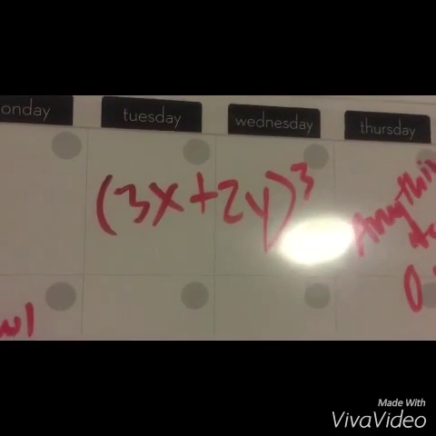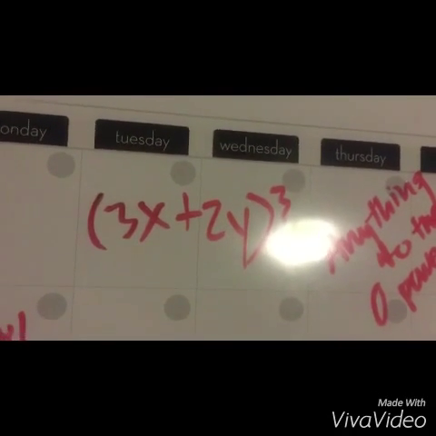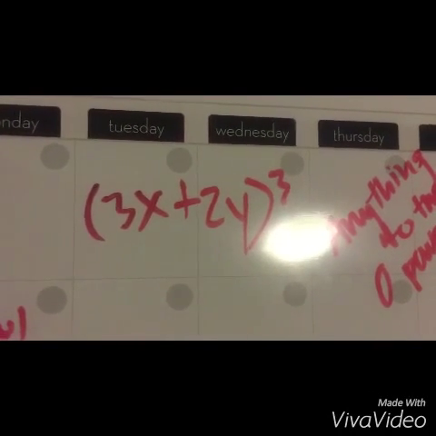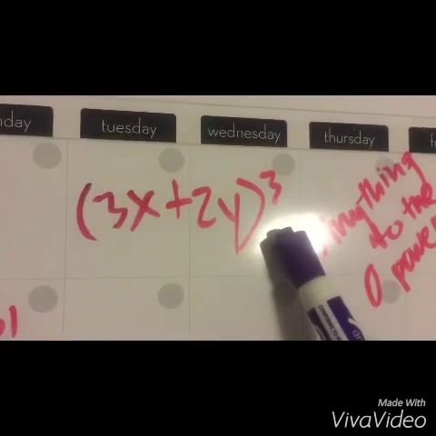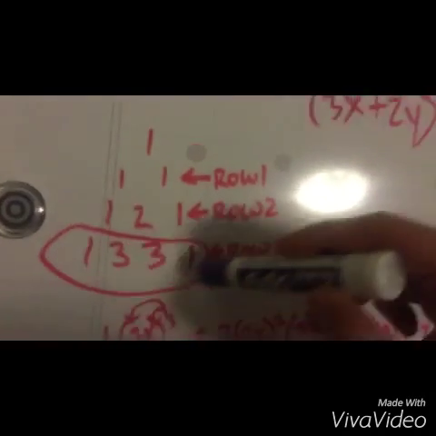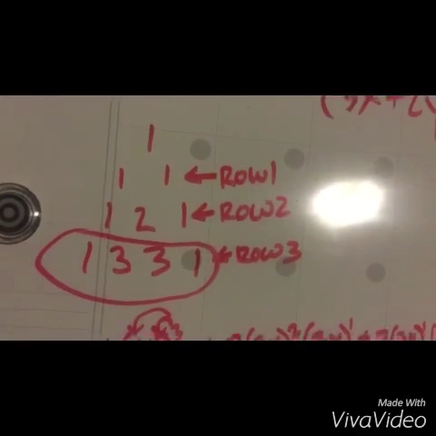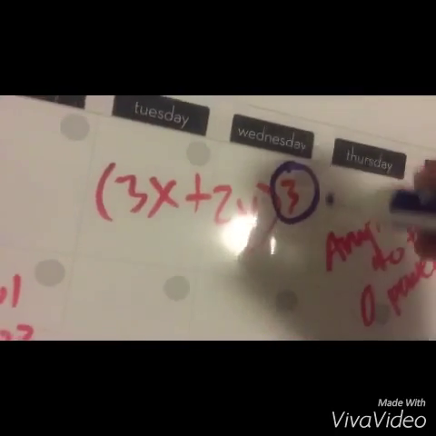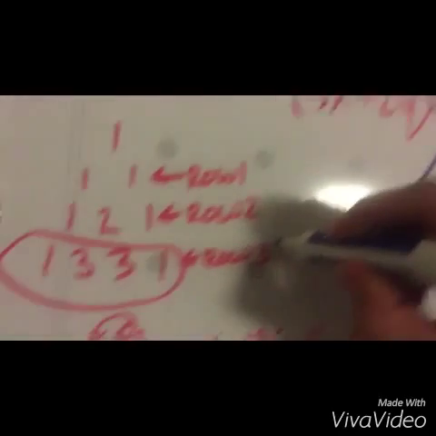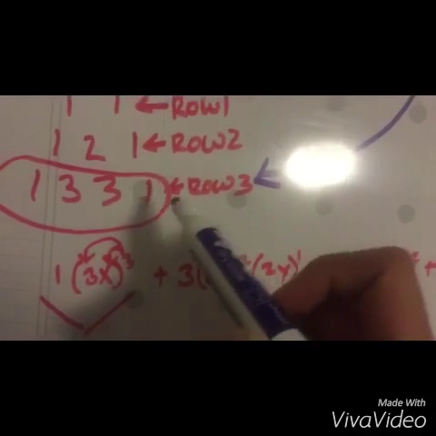So what I'm going to be doing here is expanding using Pascal's triangle and binomial expansion. So what we have here is 3x plus 2y to the third. Well, Pascal's triangle is right here. Since it's to the third power, row 3 becomes this. So we have 1, 3, 3, 1.